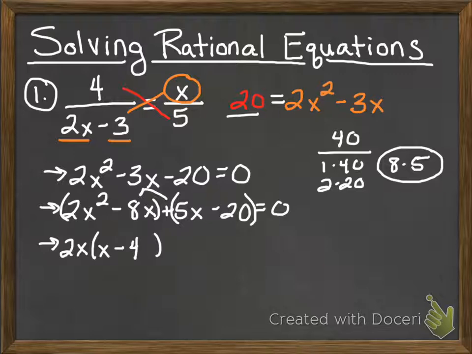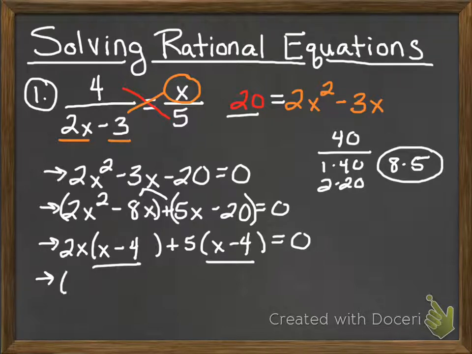So now let's move over to the 5x minus 20. Between 5x and 20, all I've got is a 5. And what's going to be in parentheses is x minus 4. Now notice at this point in time, my binomials are identical. If you factor this correctly, this will always happen. So I'm going to bring down that binomial, x minus 4, and then I'm going to bring down whatever is left over, which would be 2x and plus 5.